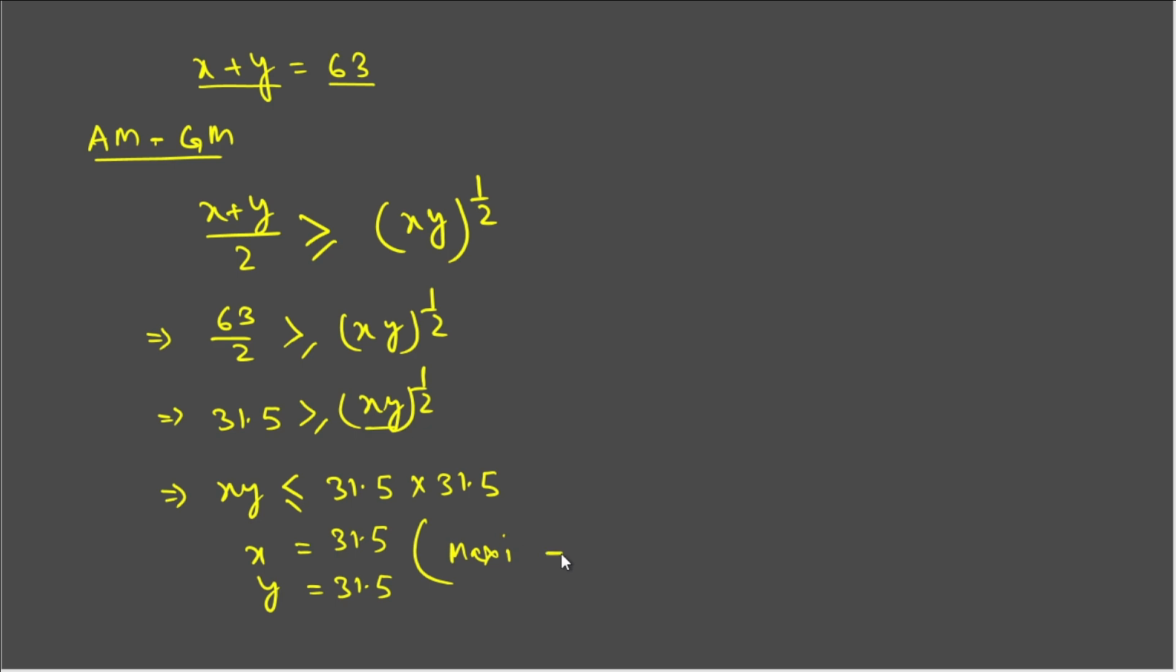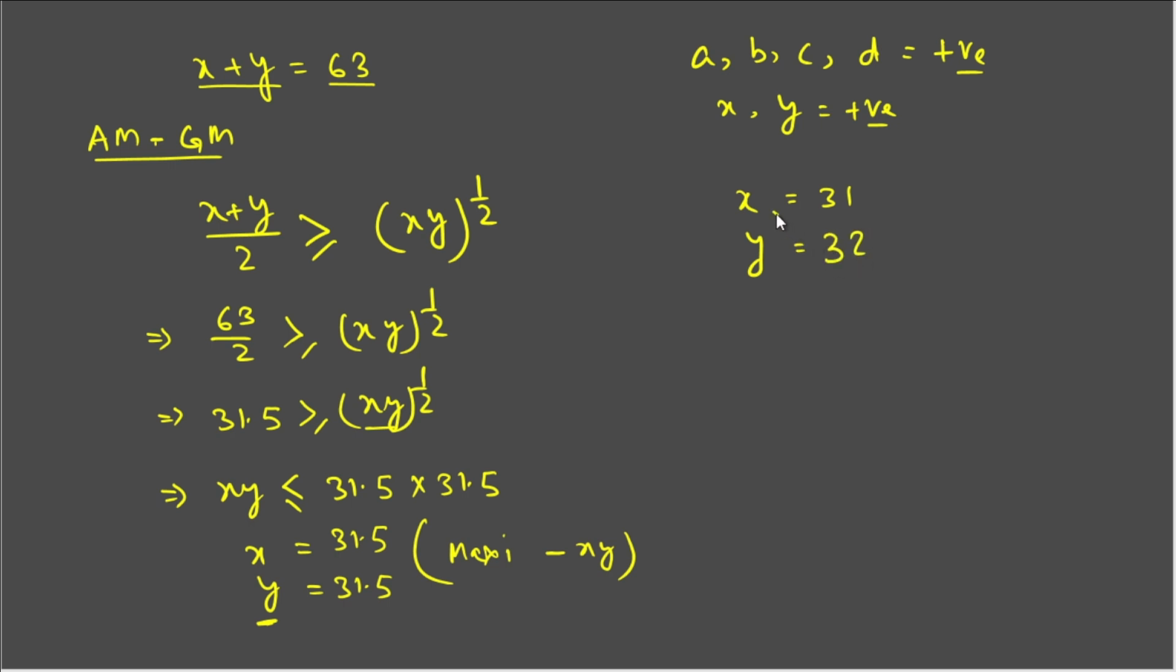Now x and y would each be 31.5 for the maximum value. But in the question it is given that a, b, c, d are positive integers, therefore x and y will also be positive integers. So for the maximum value of x and y, one value will be equal to 31 and the other will be equal to 32. Maybe x will be 32 and y will be 31.